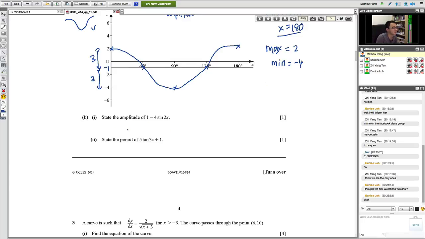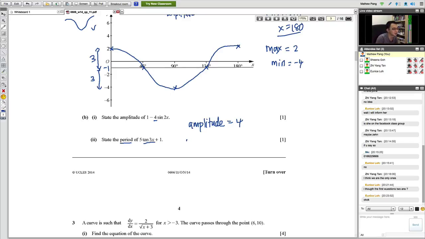The amplitude for this one, obviously, is 4. We never write the amplitude is -4, so we just write the answer. Amplitude will be 4. That's all. And then the period for this one: for sine x and cos x, it will be 360. Only tangent is special, because the tangent graph repeats after every 180.